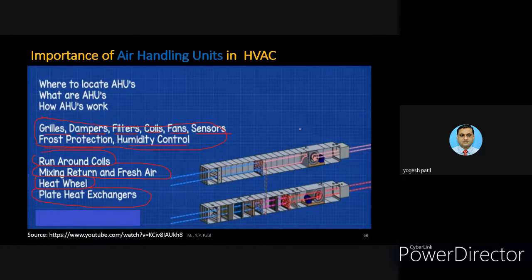If you want to list out the components, there are grills, dampers, filters, heating and cooling coils, a fan, various sensors, and a frost protection unit. These are for any basic air handling unit, and for some modifications in the air handling unit, there may be a frost protection unit, a humidity control unit, as well as the list on the bottom side: run around coils, mixing return and fresh air mechanism, heat wheel, and plate heat exchanger.